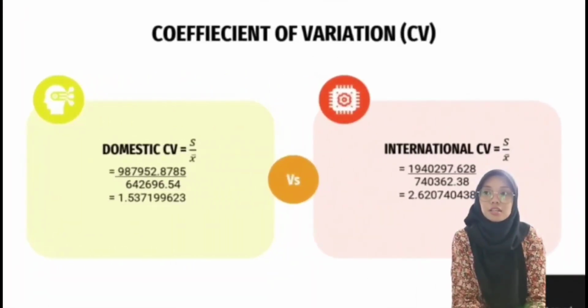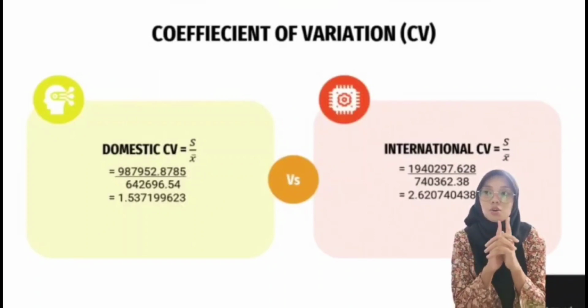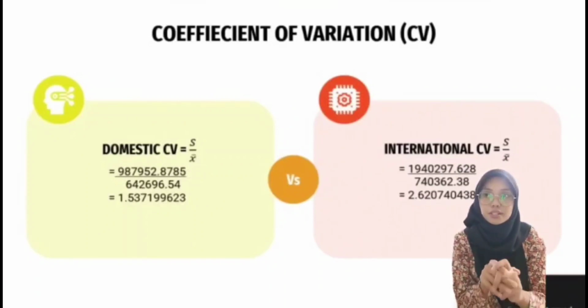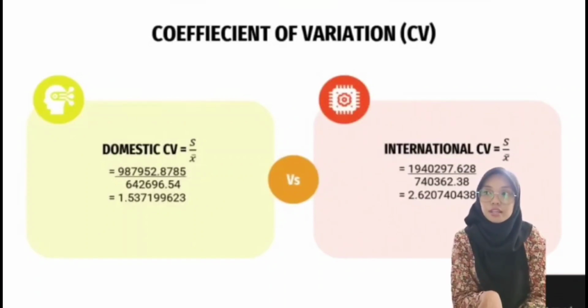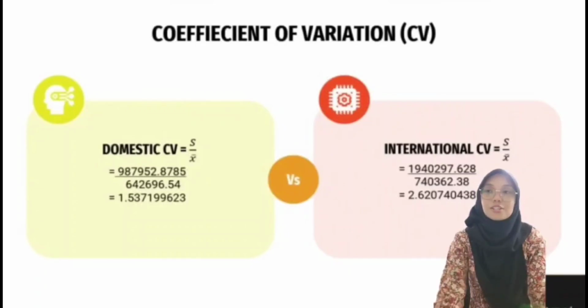Coefficient of variation. To find this, just divide the standard deviation by the mean. The answer for domestic is 1.537199623, and international is 2.62074048. Since international is higher than domestic, we can conclude that international has a greater level of dispersion than domestic.